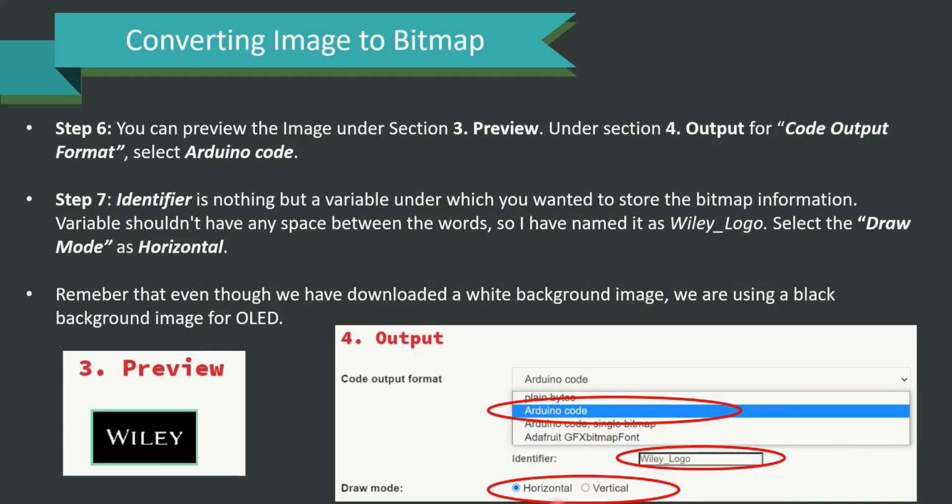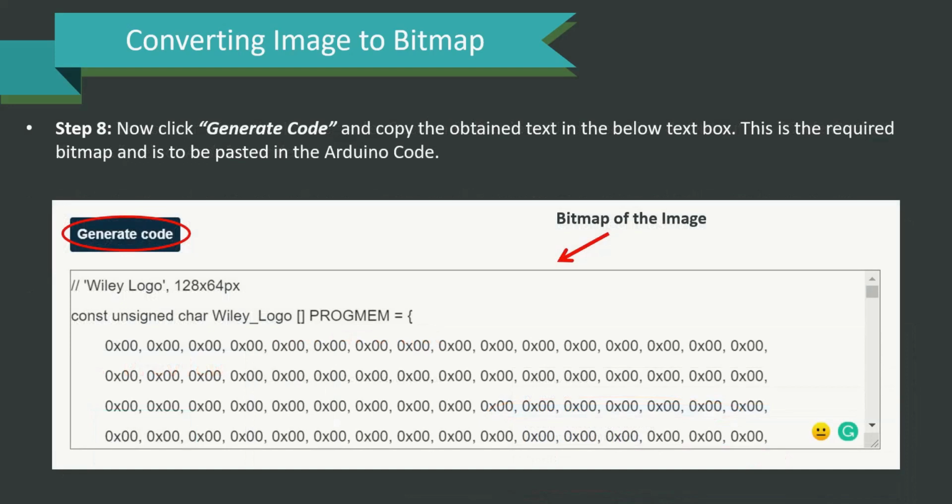Select draw mode as horizontal. These two are very important to be remembered, and identifier is nothing but a variable which can be remembered as a name, and draw mode is nothing but horizontal to be chosen. Remember that even though we have downloaded a white background image, we are using a black background image for OLED. Now click generate code and copy the obtained text in the below text box. This is the required bitmap and is to be pasted in the Arduino code.